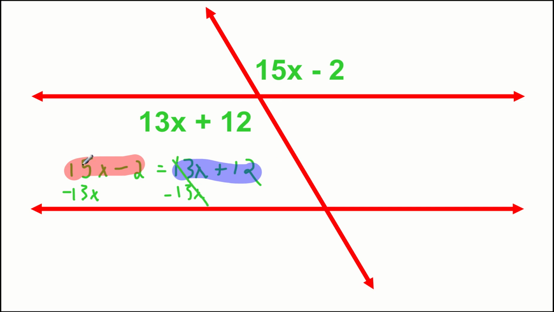Those cancel. 15x minus 13x is 2x. We got the minus 2 equals 12. Add 2 to each side. So I got 2x equals 14. When we divide, we got x equals 7. Any questions there?